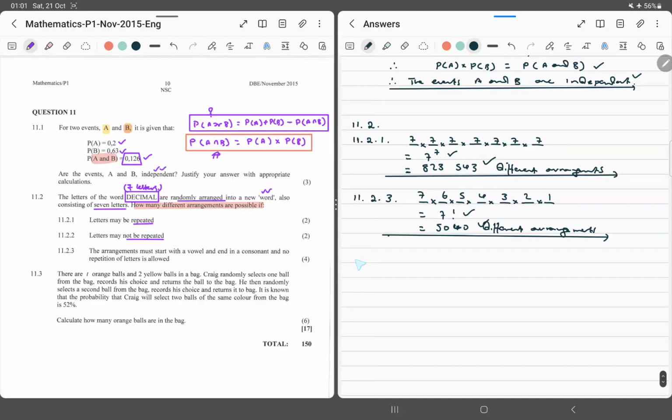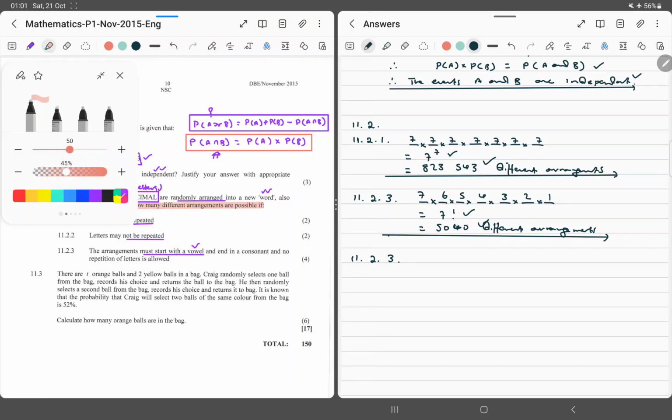Great. So we've got 11.2.3. Now it says the arrangement must start with a vowel. The vowels are A, E, I, O, U. So we've got 5 vowels. So how many of those vowels are in this word decimal?